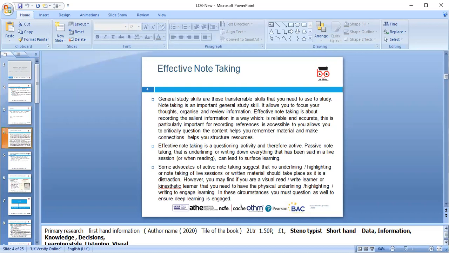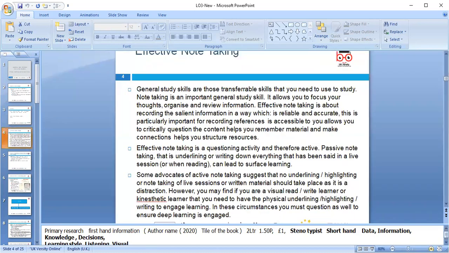In general studies, note-taking is an important transferable study skill, and it allows you to focus, organize, and review the information. Effective note-taking techniques are about recording the salient information in a way which is reliable and accurate. This is particularly important when recording references. So note-taking is very crucial, and we need to make sure we carry on doing it.